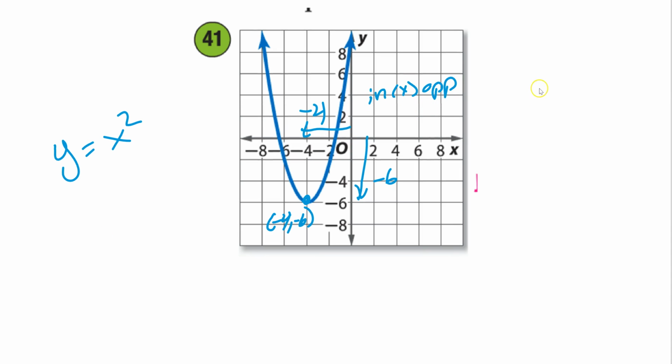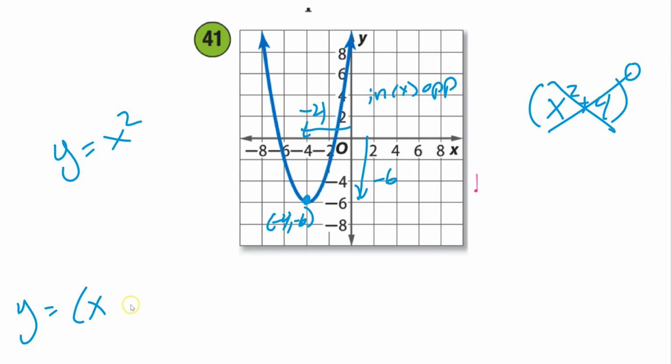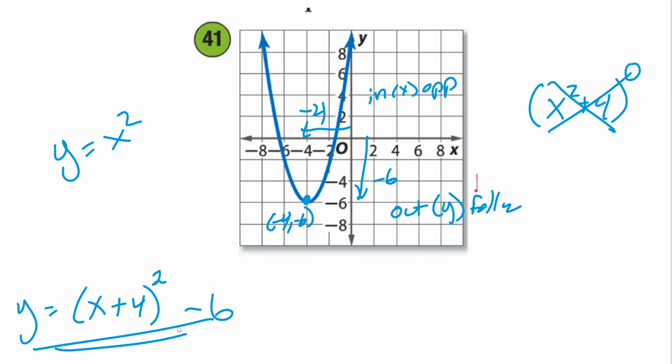A lot of people give me this. I see this all the time for the inside. That is wrong. The square has to be on the outside right there. So it looks like a +4 to me, on the inside. The way you want to write this is y equals, open the parentheses, x inside opposite +4, close it, and then put the square. And then out here we went down 6, right? Outside 6, outside y follow. So on the outside we're going to put -6. That's what it should look like.